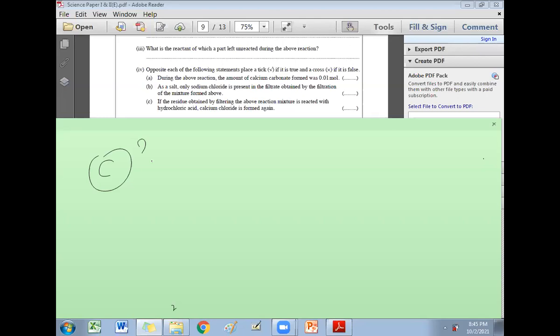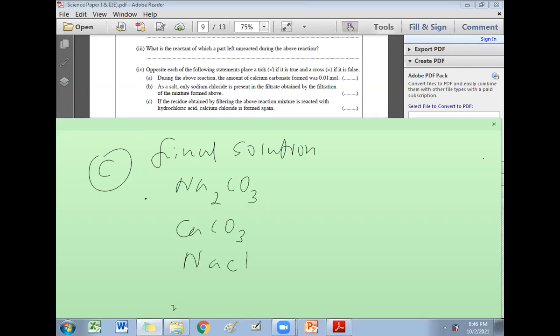Now what is left here? Sodium chloride is there. So what does the final product solution contain? Unreacted sodium carbonate. Calcium carbonate also is there. And sodium chloride is there. Why is sodium carbonate there? Because it's unreacted, in excess. You have added too much sodium carbonate for the reaction.